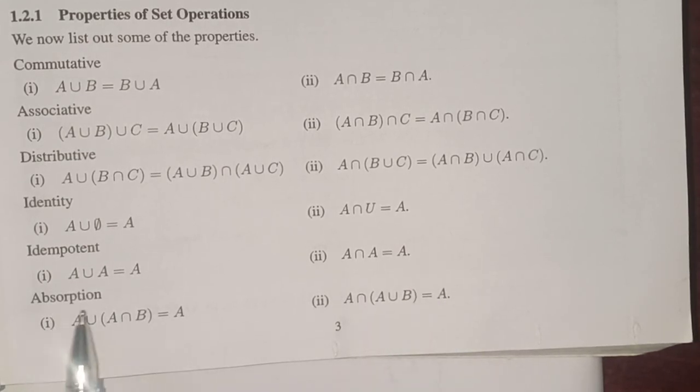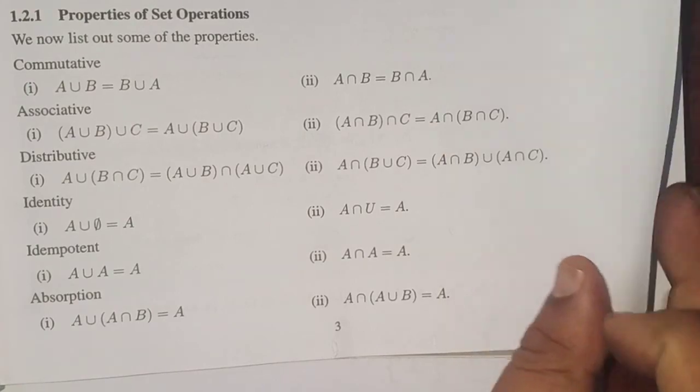Next, absorption. A union (A intersection B) is equal to A. Next one, A intersection (A union B) is equal to A. That is the property absorption.